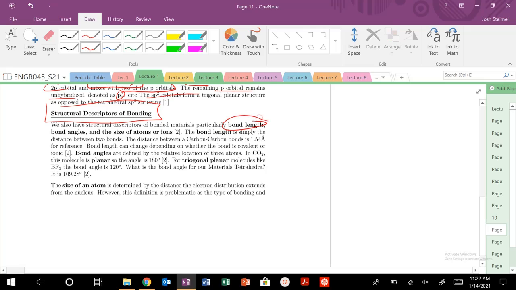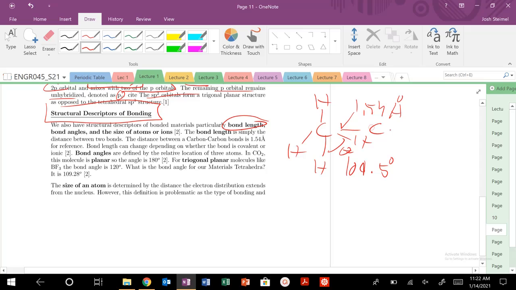So we've talked a little bit about bond length. When we have our sp3 hybridized bonds, this is tetrahedral, so the angle is 109.5 degrees, the tetrahedral angle. But we've talked about the bond length here being 1.54 angstroms for a carbon-carbon saturated bond. We could describe bond length, bond angles, and the size of atoms or ions. So bond length is just the distance between the two atoms, that 1.54 angstrom. Bond angles are given by the relative location of the atoms.